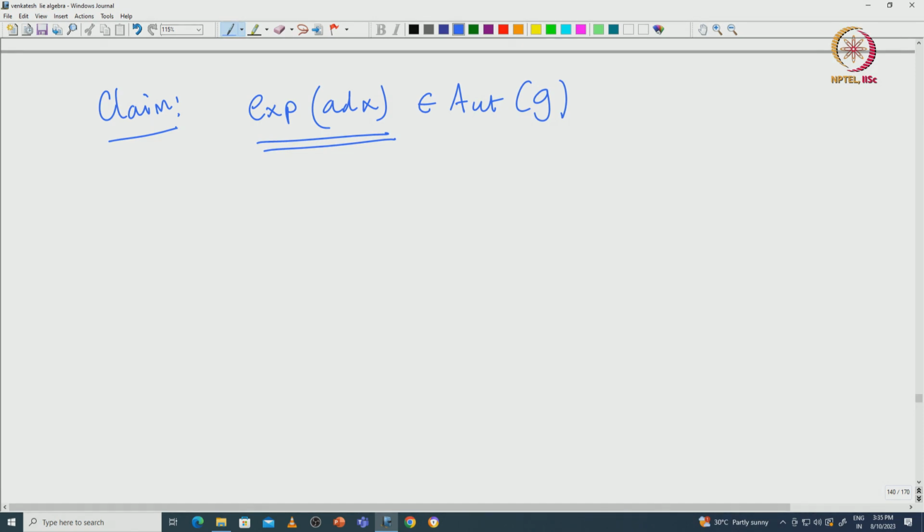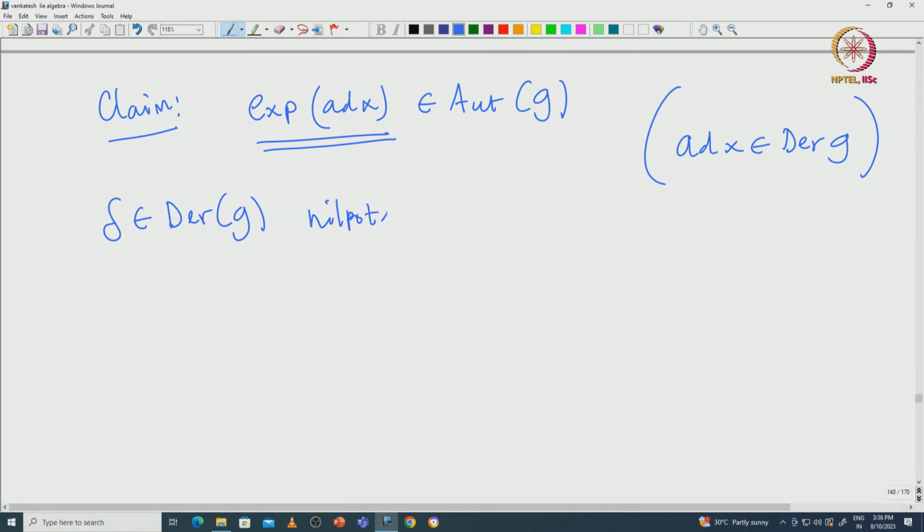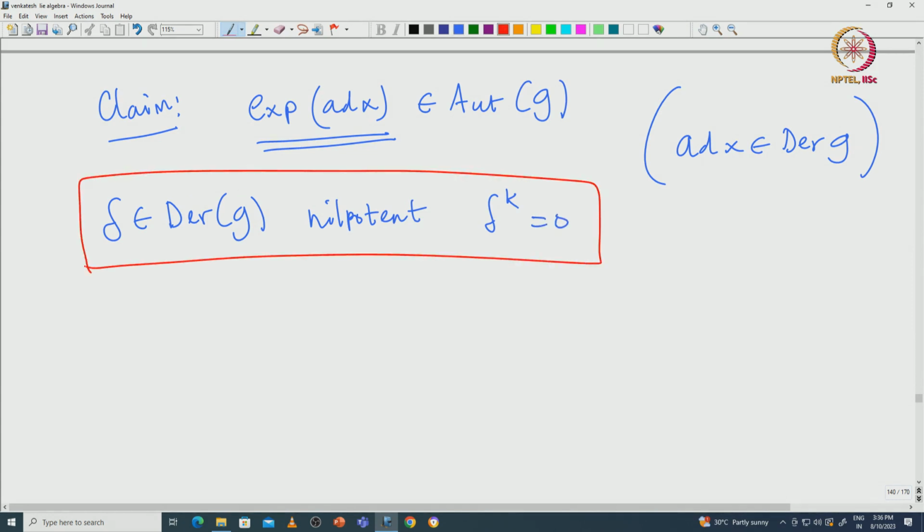But anyway, this can be done in a more general setting. So, let us do it that way because the computation will be very clear. More generally, what one can do is start with a derivation of G. Note that ad x lies inside the derivations of G, which we have already verified. So, you take some derivation which is nilpotent, again assume delta to the k is 0. Let us say this is the given data more generally.